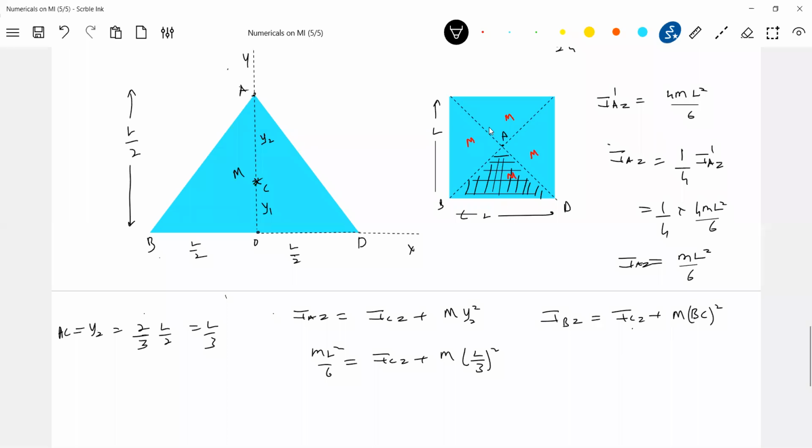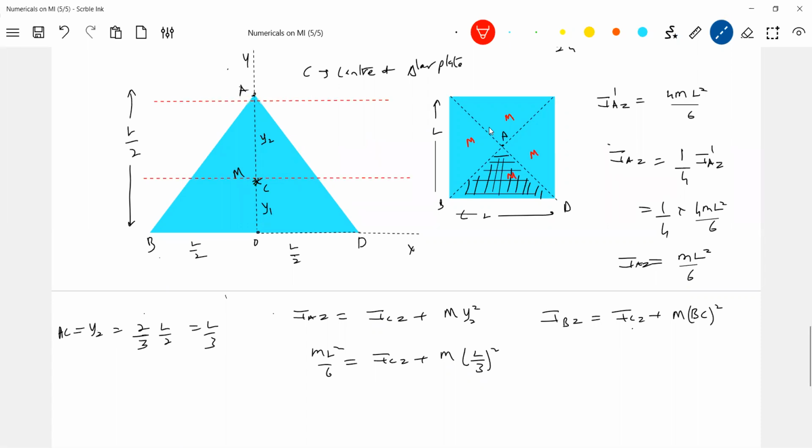What is C? C is the center of mass of the triangular plate. Getting the idea now? Now I want the axis, so an axis will come like this, CC dash. An axis passing through the center of mass and parallel to the x-axis. So there should be an axis passing through point A and parallel to the x-axis here.